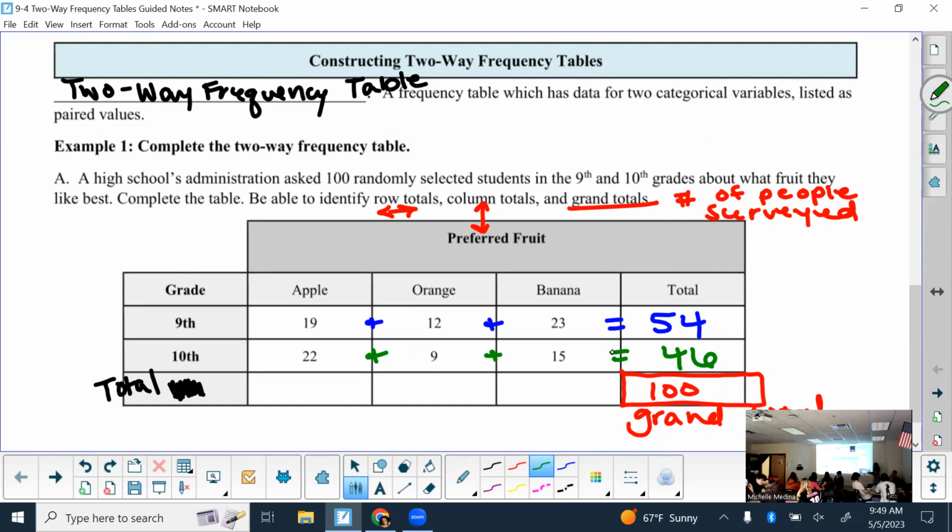Okay. And then down here, so 9th and 10th graders combined, how many people like apples? Sorry, what was that? 41. So in this case, when it's a column total, that goes up and down, add up and down. How many people chose oranges? 21. And how many people chose bananas? All right, easy enough.